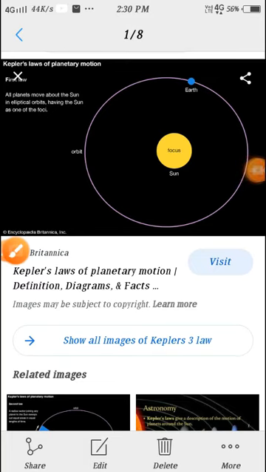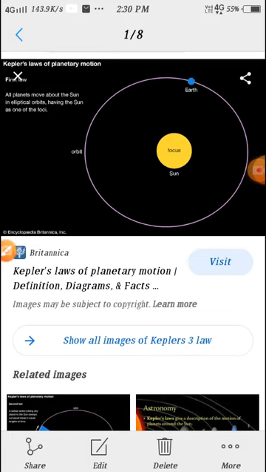Good morning, students. So we are in Unit 3, Central Forces. In Central Forces, another important topic is Kepler's laws. According to Kepler's planetary motion, there are three laws: Kepler's laws of planetary motion.